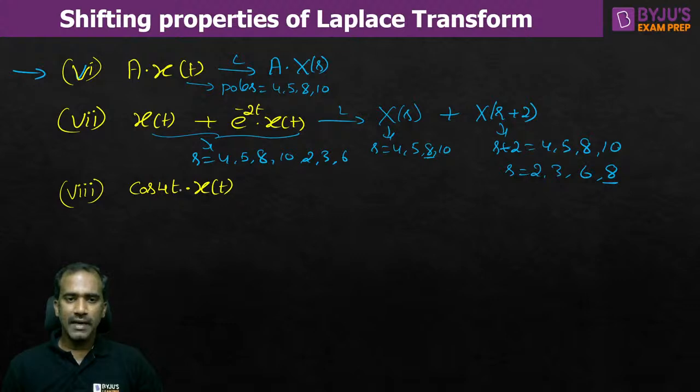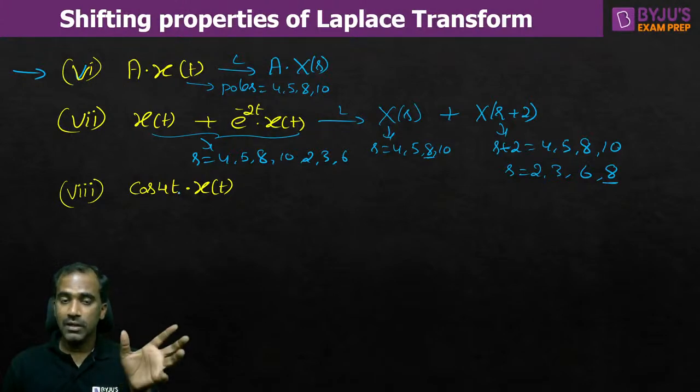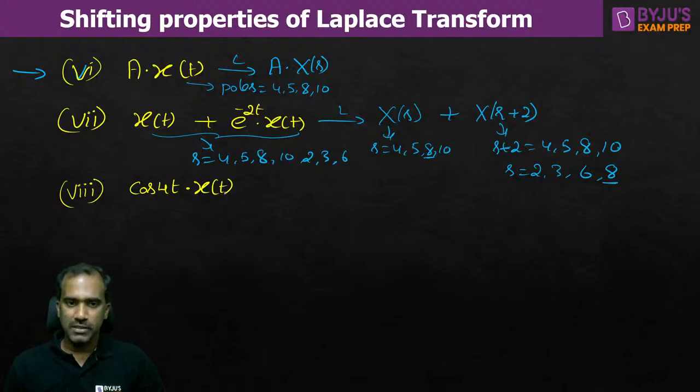Just a simple idea. We have not discussed any property for what happens if the signal is multiplied with cos 4t. We don't have any such property, but we have the s shifting property, or multiplication in the time domain with an exponential signal property. A cos signal can be expressed in terms of exponential signals. Cos 4t can be written as e power j4t plus e power minus j4t, divided by 2. In place of cos, I'm writing this into x of t.